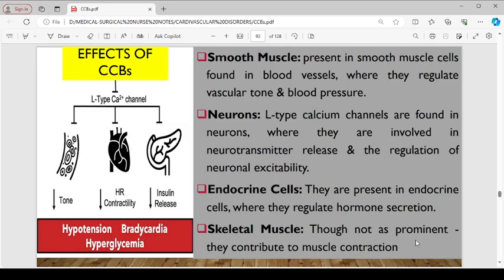So blocking of this L-type channel will always target several things, including the blood vessels and smooth muscles in the blood vessels, which normally reduces the tone, and it could even result in hypotension. Also the heart, of course, reducing the contraction and the conduction, resulting in reduced heart rate, that is what we refer to as bradycardia, and also endocrine cells like the pancreas, for example. So this normally results in decreased insulin release, and this could predispose someone to hyperglycemia. Besides, it also has an effect on the skeletal muscles, and this is not so prominent like the other ones.